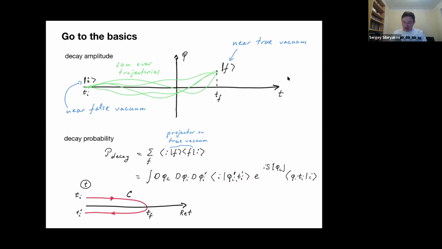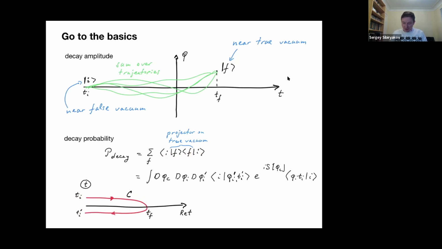Where do they live? They live on the contour which is doubled like this, between the initial time and final time, and then going back to the initial time, because we have the structure of the product of two amplitudes. This contour must be familiar to those who know the in-in formalism. Basically, that's the one used in the in-in formalism to calculate averages in an arbitrary initial quantum state. So here, if you want, we are calculating the average of the projector on the true vacuum.